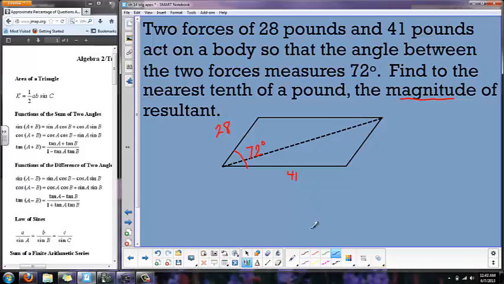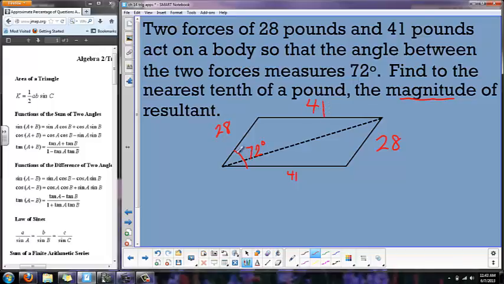So here's what is cool about a parallelogram. We know a lot of stuff about a parallelogram already. Remember from yesterday or the other videos that I did, remember how this side is equal to that side. So if I know this side's 28, then this side is 28 as well. And that side is 41 as well.